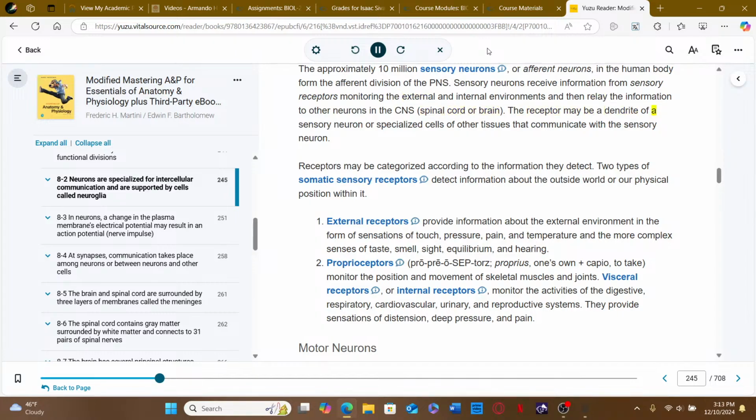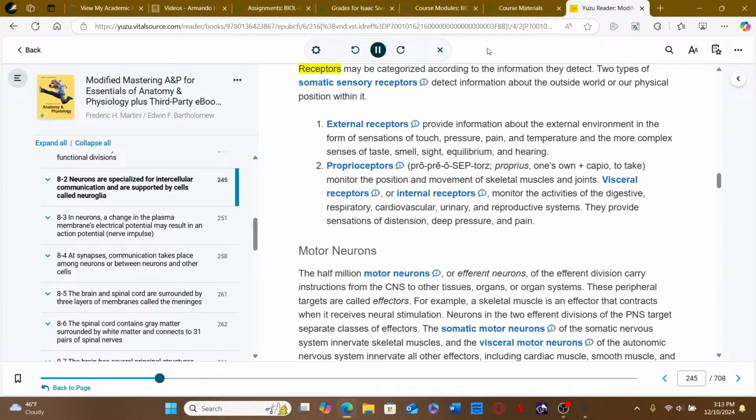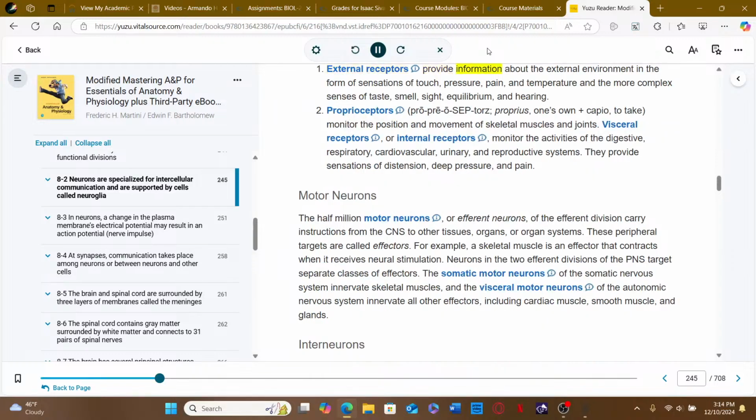The receptor may be a dendrite of a sensory neuron or specialized cells of other tissues that communicate with the sensory neuron. Receptors may be categorized according to the information they detect. 2 types of somatic sensory receptors detect information about the outside world or our physical position within it. External receptors provide information about the external environment in the form of sensations of touch, pressure, pain, and temperature, and the more complex senses of taste, smell, sight, equilibrium, and hearing.